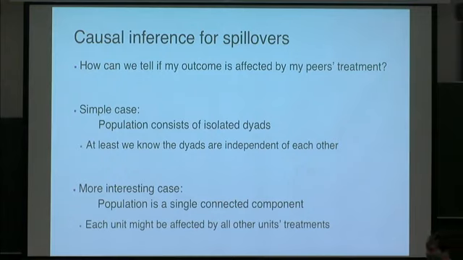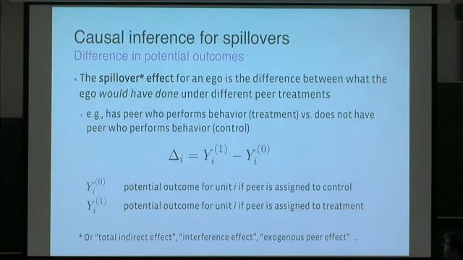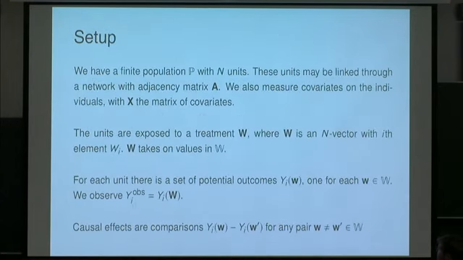You can make some assumptions that maybe they aren't affected by other units' treatments, especially if you have one time step, right? So if we observe outcomes immediately after treatment, then I'm only affected by my own treatment and my neighbors' treatments. But if you allow time to start running, then everyone could be affected by everyone's treatment. So we'd like to still be able to do inference in this case. And so here, we're going to have the same kind of causal inference setup, but we care about whether your peer is assigned to control or not.